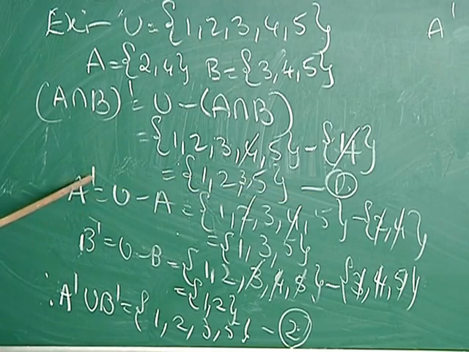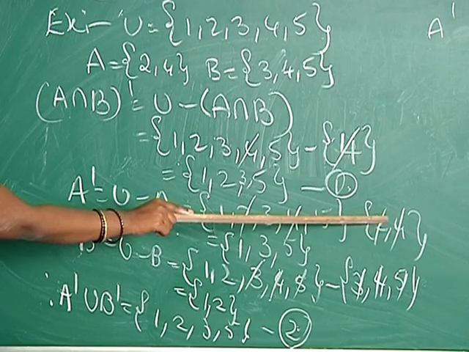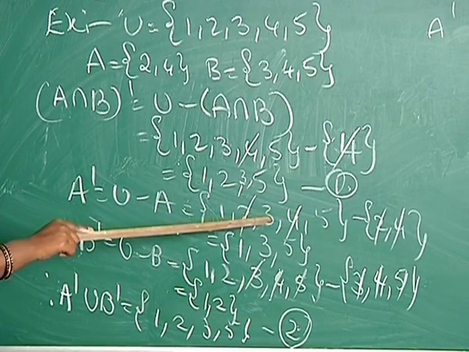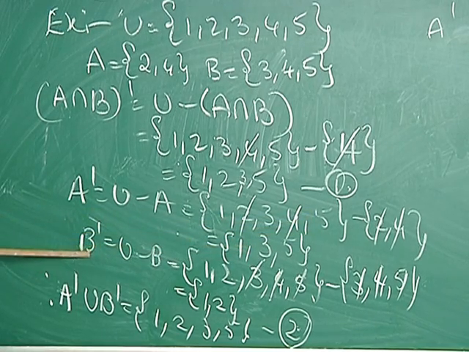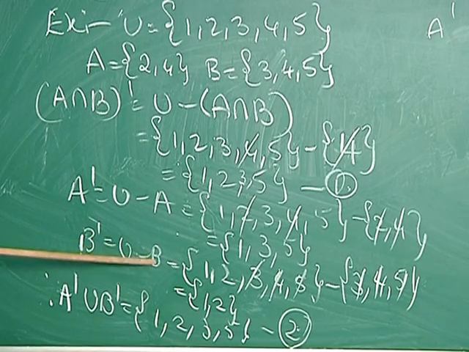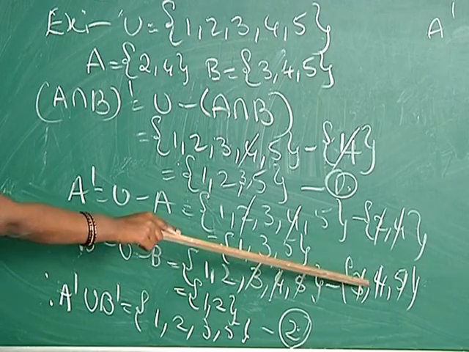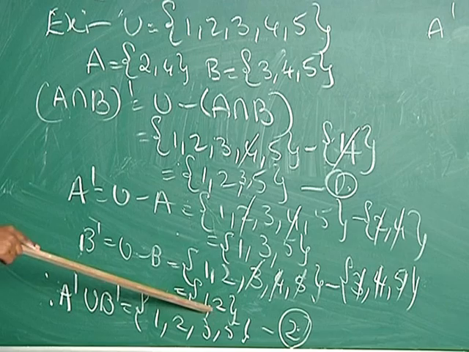Now find A complement. Complement means U minus. Given set is A, so U set minus A set. In A set 2, 4 is there. Cancel 2, 4 in U set. The balance elements 1, 3, 5 have been written here. Same way B complement. B complement is U minus B. U set is {1, 2, 3, 4, 5} minus {3, 4, 5}. Cancel 3, 4, 5 common elements here. 1, 2 is left out here.